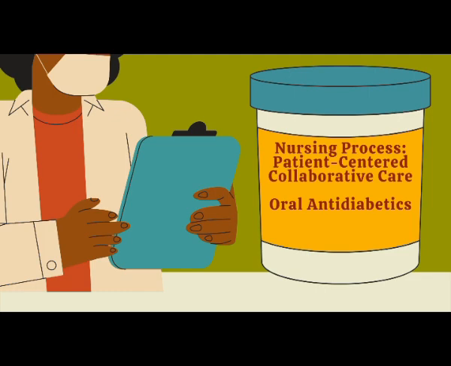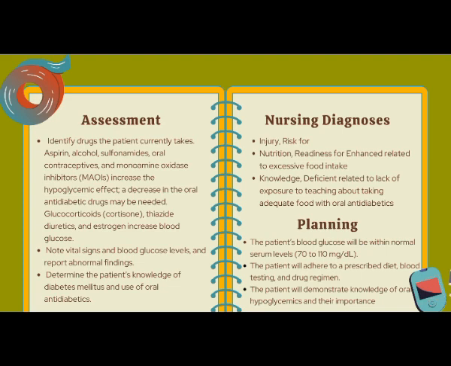Patient-centered collaborative care of oral antidiabetics. Identify drugs the patient currently takes. Aspirin, alcohol, sulfonamides, oral contraceptives, and monoamine oxidase inhibitors increase the hypoglycemic effect. A decrease in the oral antidiabetic drugs may be needed. Glucocorticoids, thiazide diuretics, and estrogen increase blood glucose. Note vital signs and blood glucose levels and report abnormal findings.